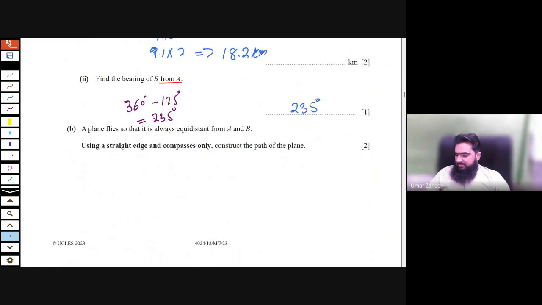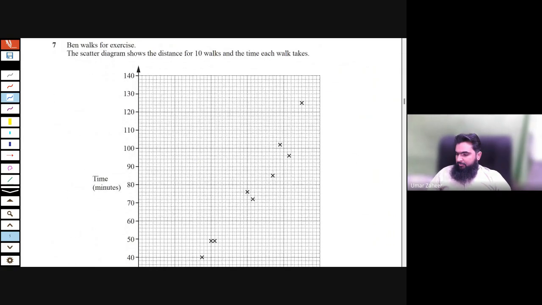Now in the next part, he says that a plane flies so that it is always equidistant from A to B. It's a local question. In IGCSE, we don't have it, because we are doing the O-levels paper just for making a practice of non-regulatory paper.